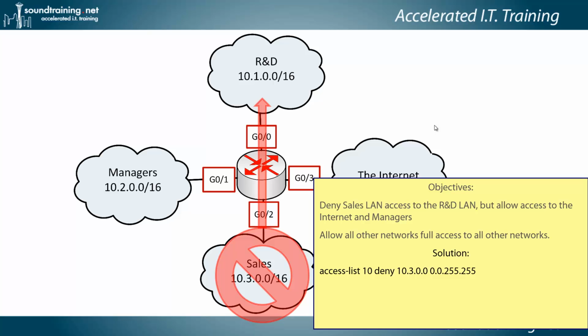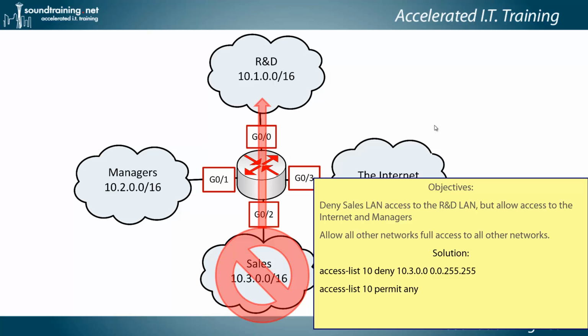Well, no, because we're going to deny everything else. And remember, part of the objective is to allow all other access. So we have to add an access list 10 permit any statement in order to allow all other traffic. Now, does that do it? Well, no, because we haven't applied it to an interface yet.